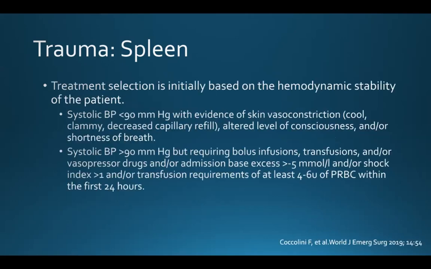Treatment selection is initially based on the hemodynamic stability of the patient. A hemodynamically unstable patient is one with a systolic blood pressure less than 90, with evidence of skin vasoconstriction, altered level of consciousness, and/or shortness of breath. Unstable patients can have a higher systolic blood pressure if they require large bolus infusions or have significant transfusion requirements.